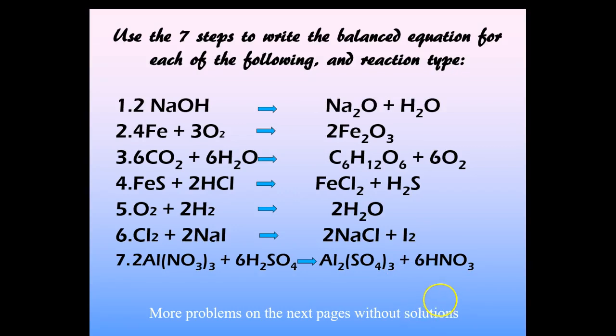So for instance, we would read 2 moles of sodium hydroxide become 1 mole of sodium oxide and 1 mole of water. 4 moles of iron react with 3 moles of oxygen to form 2 moles of the iron 3+ oxide. And you can look all of these over and see how to balance them and check any wrong answers that you may have.